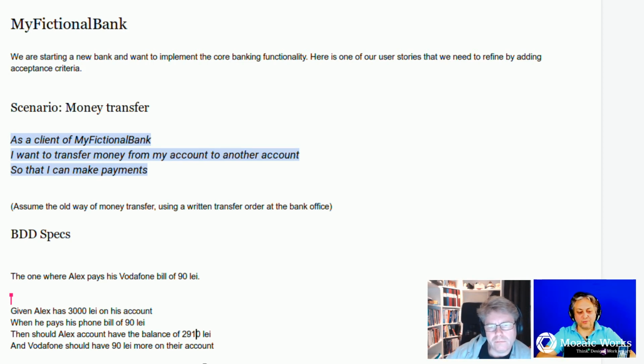We assume that I have an account and that Vodafone has an account and so on. Should these assumptions be documented somehow in the example, or are they just... That's a good question. The example? Yes.